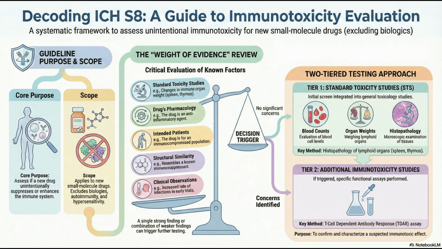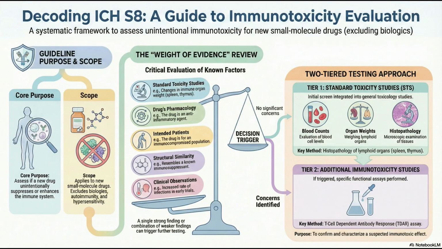Pillar 1, scope. S8 is for small molecules only, no biotech, that's S6, and no allergies. Pillar 2, the first filter. Always start with the standard toxicity studies, your STS. Check hematology, organ weights, and histology. Pillar 3, location matters. Don't just check the spleen, check the draining lymph nodes, Peyer's patches for oral drugs, BALT for inhalation. Pillar 4, the decision. Weight of evidence. Remember SPI, SDC. A finding in one area can trigger the alarm.